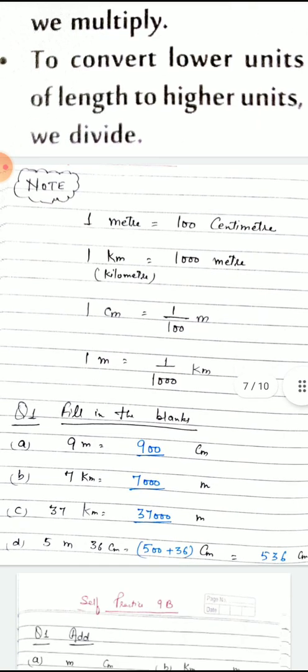Now look at this. These points are to be remembered. 1 centimeter is equal to 1 upon 100 meter, because in this case you are converting centimeter into meter, means lower unit into higher unit. Then divide the numbers by the multiples of 10. 1 meter is equal to 1 upon 1000 kilometer.